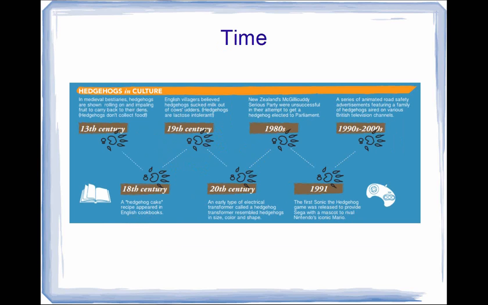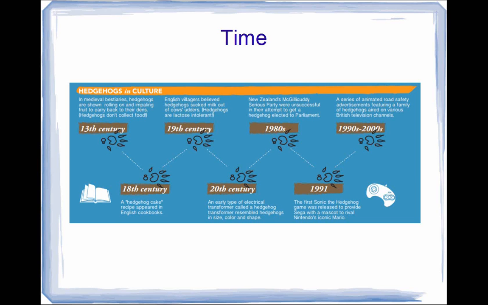Time displays can show sequence of events, magnitude, or patterns. This display is a timeline showing the appearances of hedgehogs in popular culture. It takes advantage of position encoding to show this sequence and also uses proximity to show which paw print or icon is connected to which fact. Again, there won't be an emulation slide as my visual language does not have a time display per se.